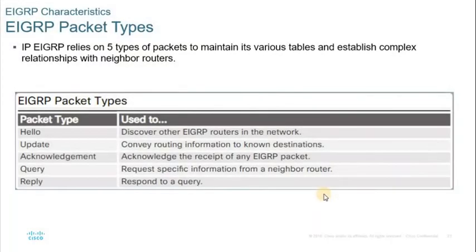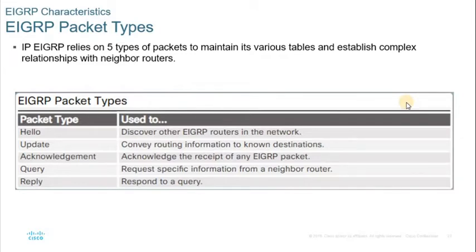Moving on, let's now take a look at the different EIGRP packet types. IP-EIGRP relies on 5 types of packets to maintain its various tables and establish complex relationships with neighbor routers. They are namely the hello packet, the update, acknowledgement, query, and reply. We're going to discuss each of these packet types on the next slide, but be aware that EIGRP uses 5 of these different packet types.